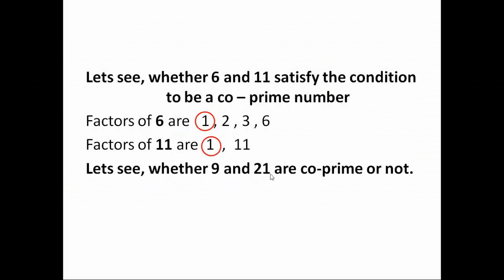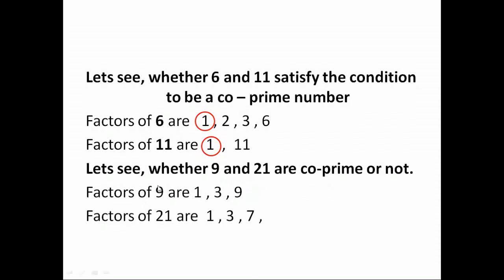Next, let's see whether 9 and 21 are co-prime or not. So let's find out the factors for 9. So factors for 9 are 1, 3 and 9, and factors for 21 are 1, 3 and 7. Now if you observe here, there are two common factors, 1 and 3 also. So it does not satisfy the condition of being a co-prime, which says that there should be only one common factor between the two numbers, that is 1. So 9 and 21 are not co-prime numbers.